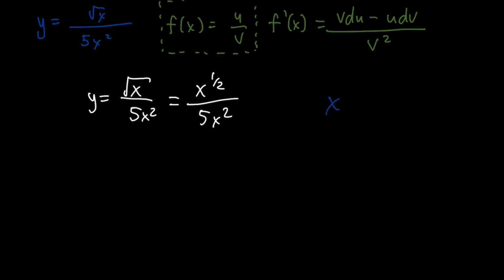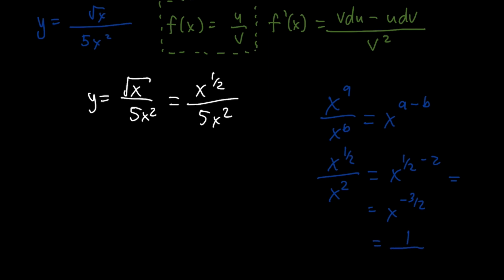The laws of exponents state that if we have x raised to a all over x raised to b, we can write this as x raised to a minus b. We can also do this here, x raised to 1/2 all over x squared, which is x raised to 1/2 minus 2. 1/2 minus 2 is negative 3/2. And if an exponent is negative, we can write it as 1 all over x raised to 3/2.